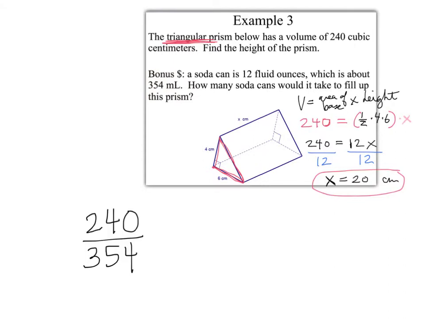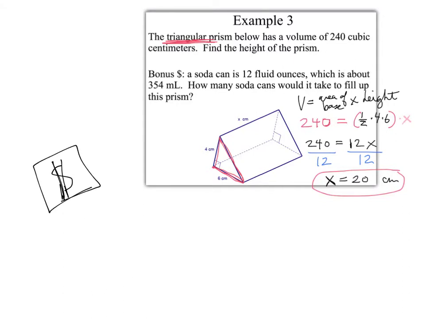So let me compare. Oh, by the way, this is the bonus money. Ching ching money. All right, I'll write it over here again: 240 divided by 354.